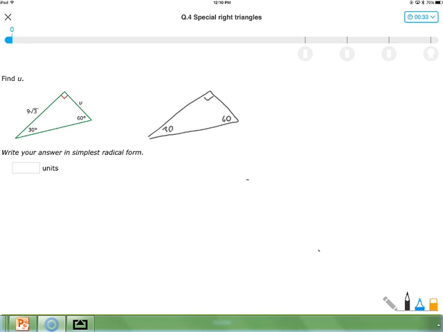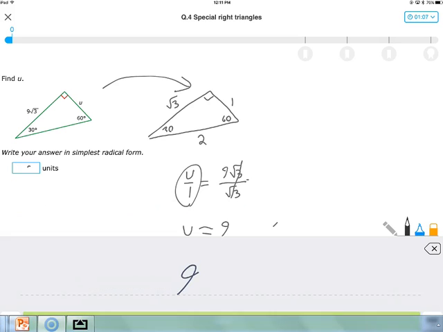I'm going to say across from my 30 is my smallest. Across from my 60 is my medium. Across from my 90 degree is my largest. And then I'm going to set up a proportion, going in this direction here. So u is to 1 as 9 root 3 is to root 3. Now notice we don't even need to cross multiply here because u divided by 1 is just u equals 9 root 3 divided by root 3. Those cancel and we get 9. Okay, so I'm going to go in here and write 9.